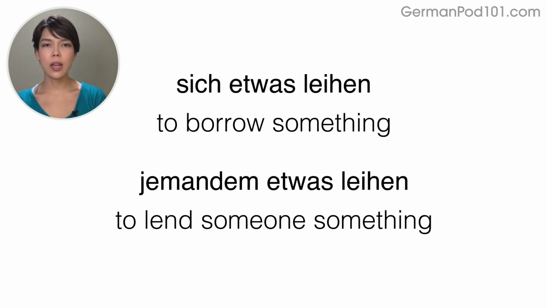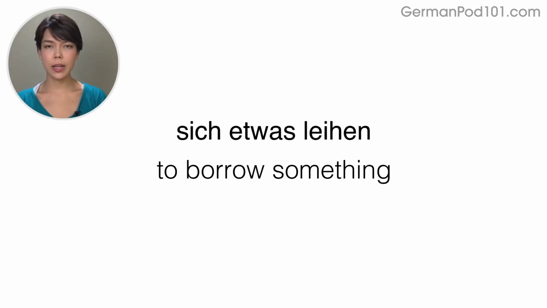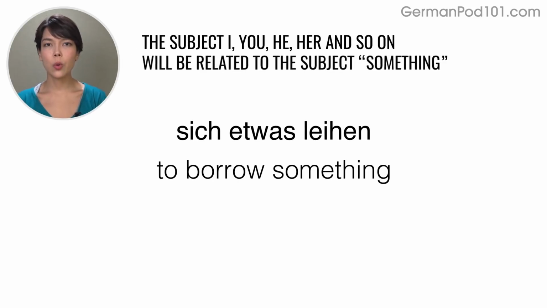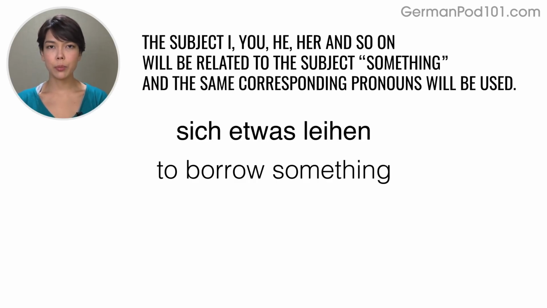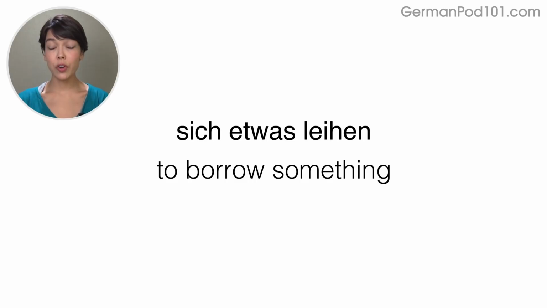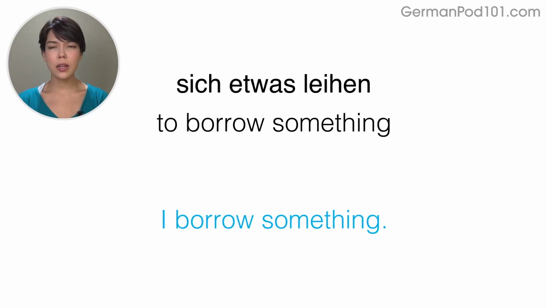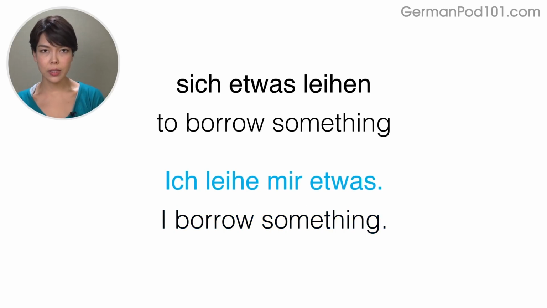The easiest way to tell is using these two different expressions: sich etwas leihen, to borrow something, and jemandem etwas leihen, to lend someone something. Let's take a look at the pronouns. In the first sentence, the subject, I, you, he, her, and so on, will be related to the subject something, and the same corresponding pronouns will be used. So for example, if you want to say, I borrow something, then the sentence would be, ich leihe mir etwas.